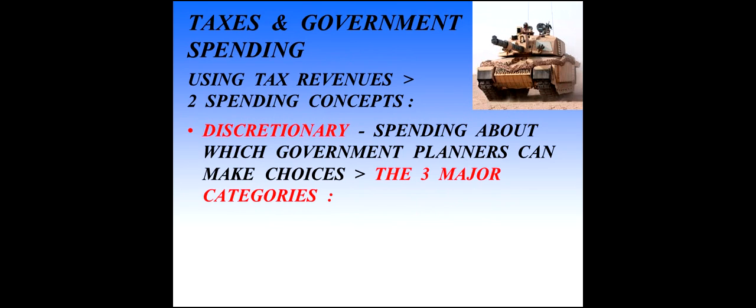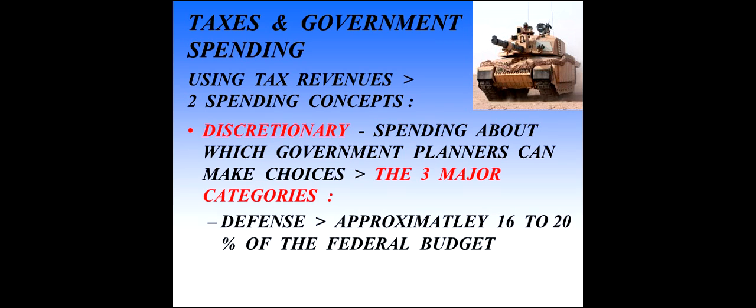The second concept in spending, or for that matter, you could say the second type of spending, is called discretionary spending. This is spending about which government planners, particularly the executive branch of the government, can make choices. The Congress does play a role in this as well, and there are three major categories of discretionary spending. Here's the first. With regard to national defense and the defense budget, approximately 16 to 20% of the federal budget goes towards national defense.